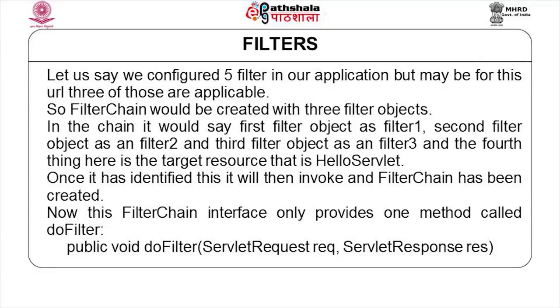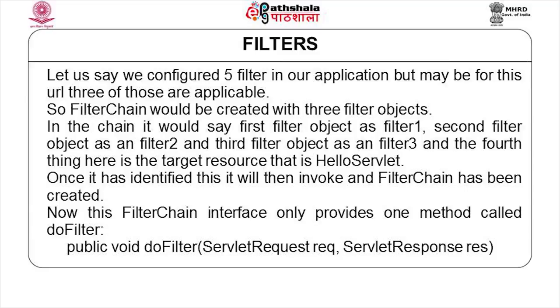Once it has identified this, it will then invoke. So, the filter chain has been created. Now, how does this filter chain work? The filter chain interface only provides one method, and that method is called doFilter. This doFilter method has only 2 parameters, the servlet request and the servlet response. So, what is being done here?